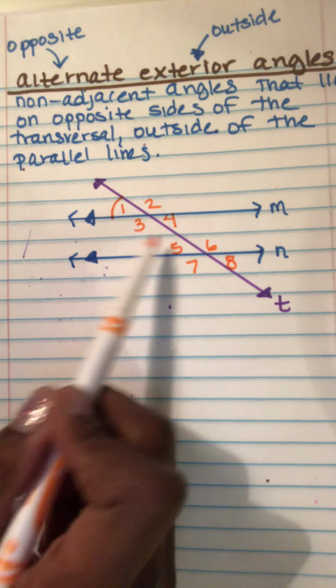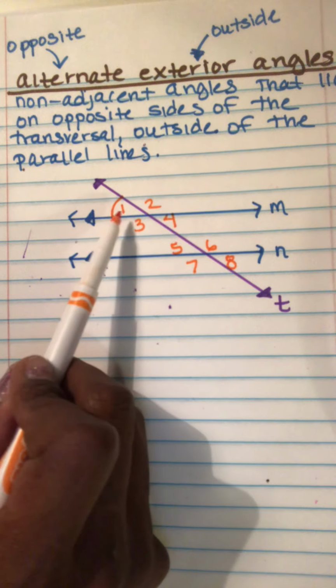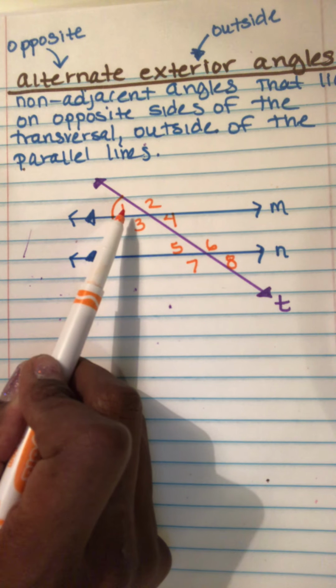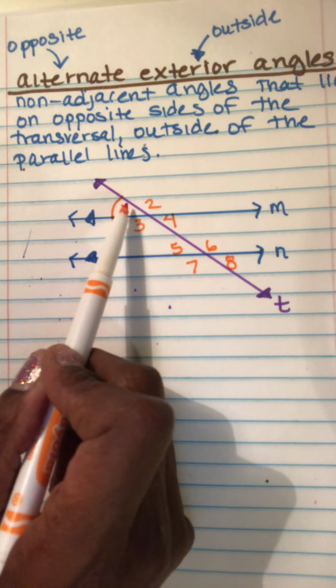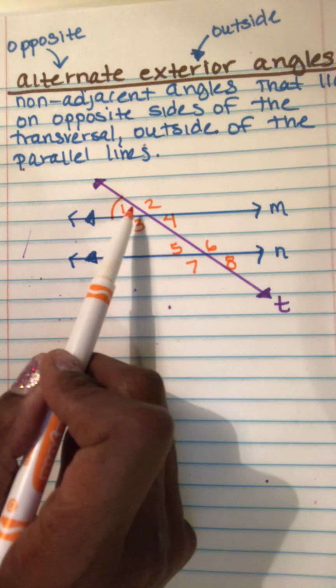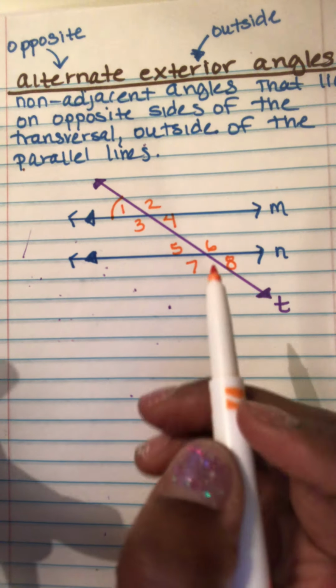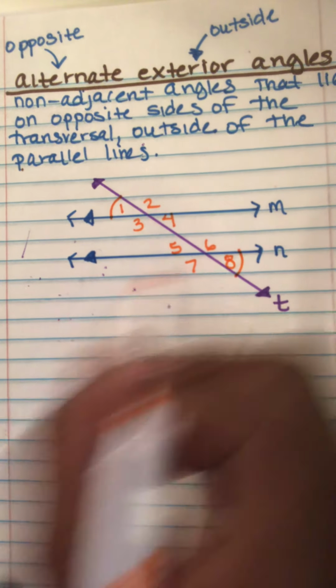So none of 1, 2, 3, and 4 will work, because all of these angles are next to each other. 1 and 2 are literally right next to each other. 1 and 4 touch because they're vertical angles. 3 and 4 are next to each other, and so on. So the opposite angle would actually be angle 8.